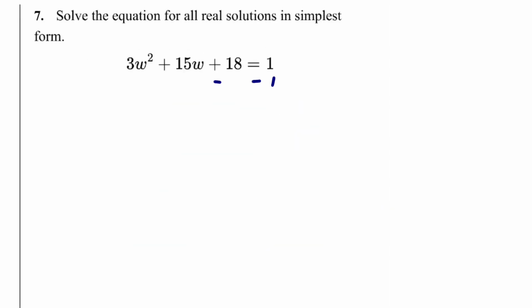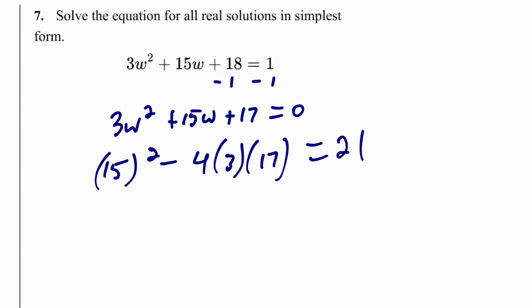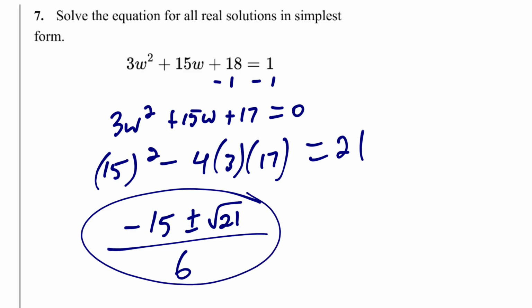I have to subtract 1 from both sides, so I have 3w squared plus 15w plus 17 is equal to 0. 15 squared minus 4 times 3 times 17. The discriminant here is going to be 21, which means I'll have negative 15 plus or minus the square root of 21 all over 6. Can't simplify, leave my answer like this.